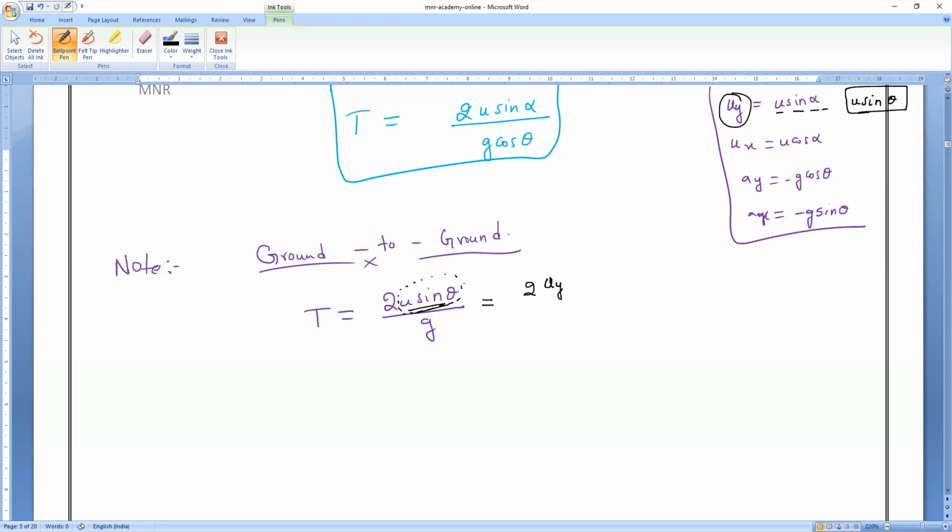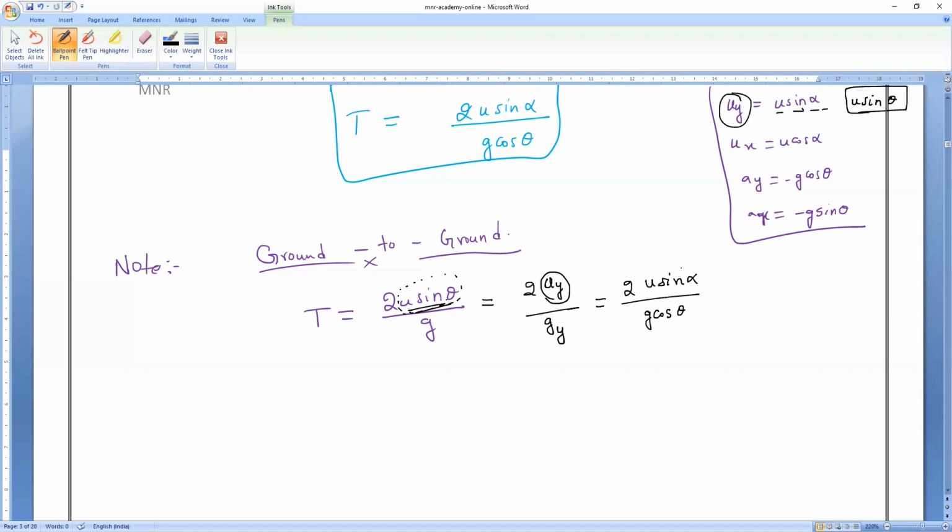Forget about this, I am not considering this. u sin theta means the velocity in the y direction, divided by the g value. g is also acting in the y direction. So in the y direction, what is the g value? Substitute it, everybody. The velocity in the y direction is u sin alpha, divided by the acceleration in the y direction, which is minus g cos theta. Clear?